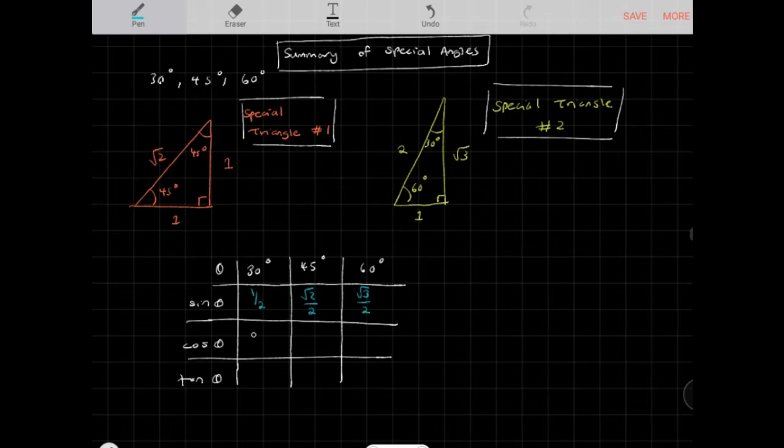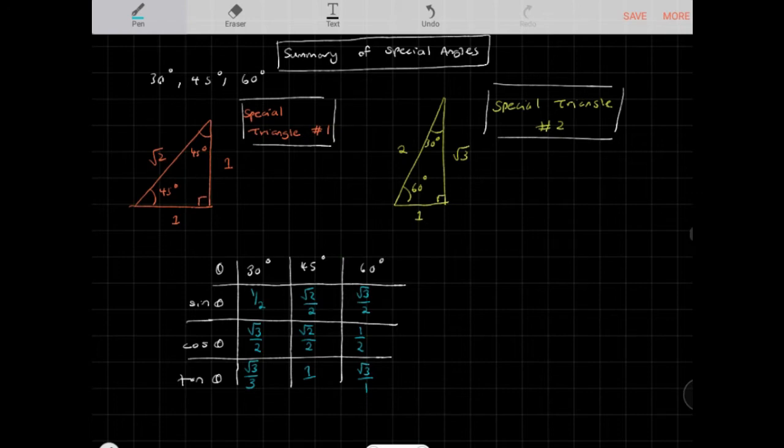Cosine 30 here is square root 3/2, and it's equal to sine 60. Remember that we looked at the cofunction identity. Cosine 45 was the same as sine 45. Once again, you can determine that using the cofunction identity, square root 2/2. Cosine 60 is 1/2, which is the same as sine 30. And then tan 30 was square root 3/3. Tan 45 was 1, and tan 60 was square root 3/1. So these are some of the values that you want to look at.